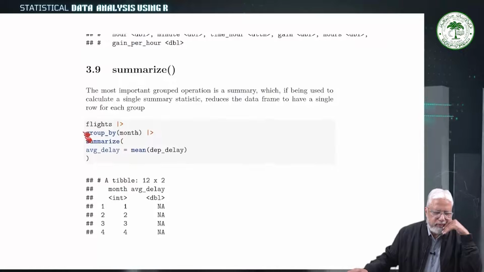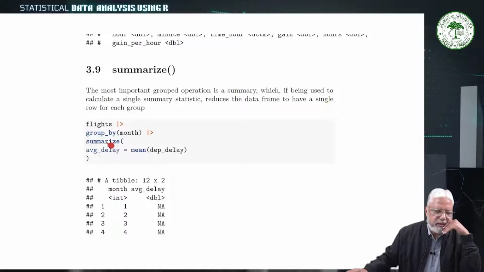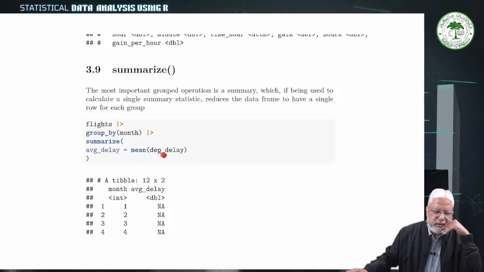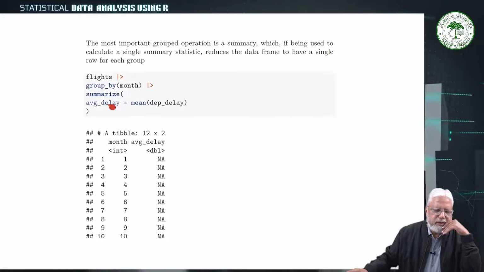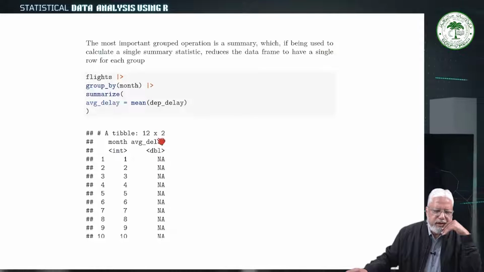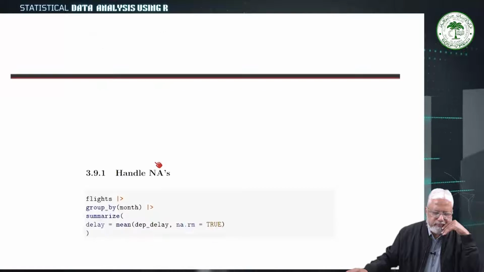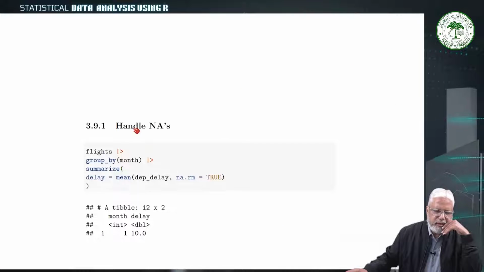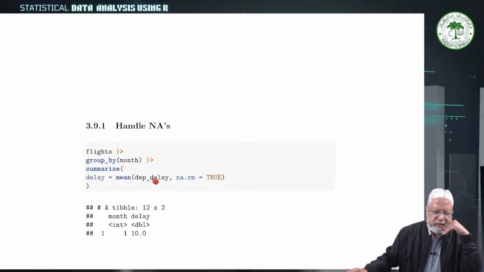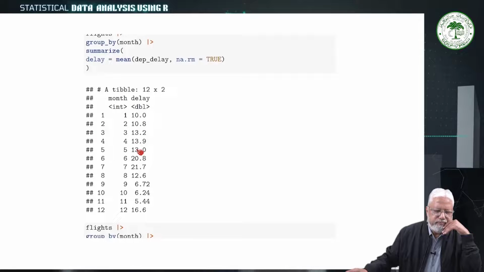So here it is flights, then we are using the pipe, group by month, then summarize, average delay is equal to mean delay. So it is giving the mean of each month. Here we have not used na.rm is equal to true, and that's why we are getting NAs. So to handle NAs, we have to write mean, departure delay, na.rm is equal to true, and then it will give the result.